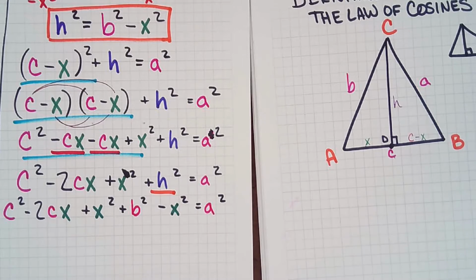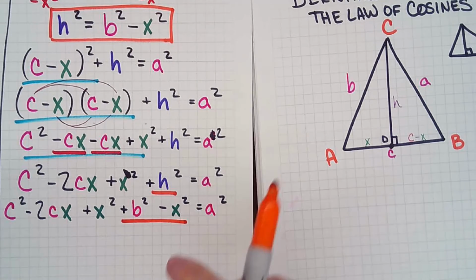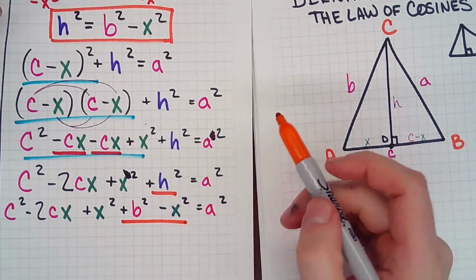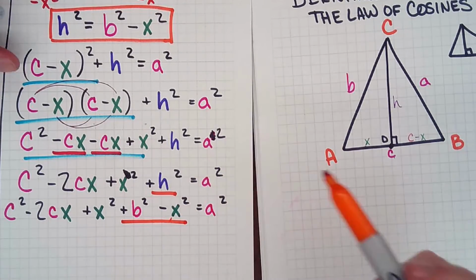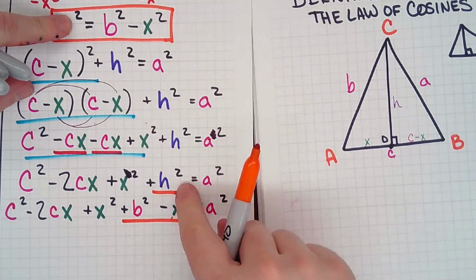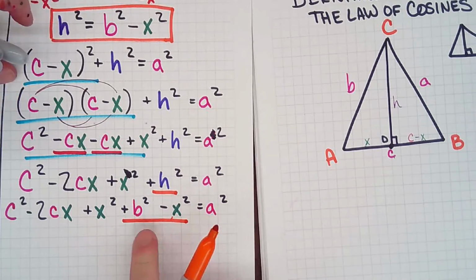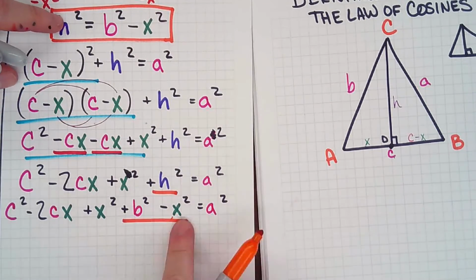All right, so I took h squared and I substituted it for this, right? We said h squared is equal to b squared minus x squared, so I just switched them out. If I told you h squared was 5, well, you could have plugged in 5 for h squared, right? But I told you h squared was b squared minus x squared, so you can plug that in.